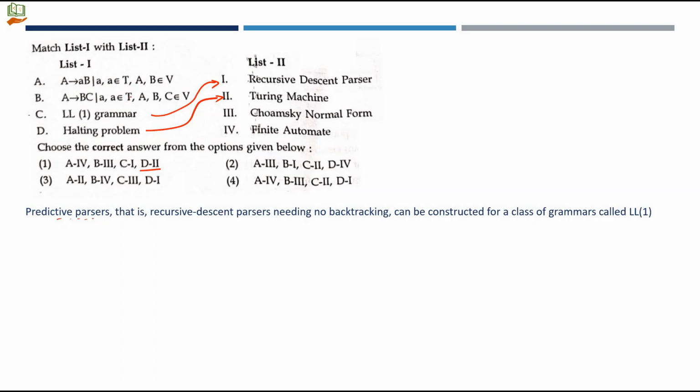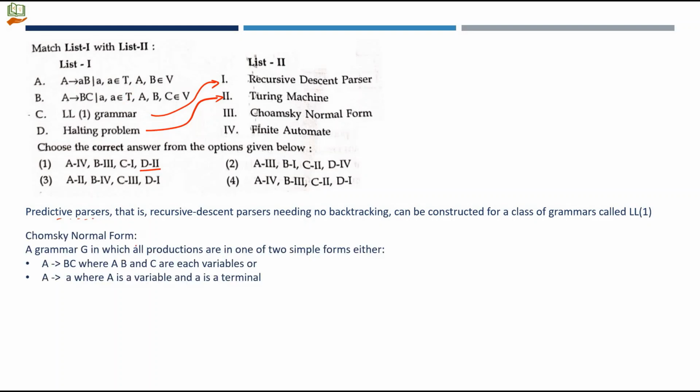Then we have 2 grammar productions in A and B. Let's check them. Chomsky normal form: a grammar G in which all productions are in one of 2 simple forms. Either A derives BC, where A, B and C are each variables, variables in the sense we can tell them as non-terminals, or A derives small a, where capital A is a non-terminal and small a is a terminal.